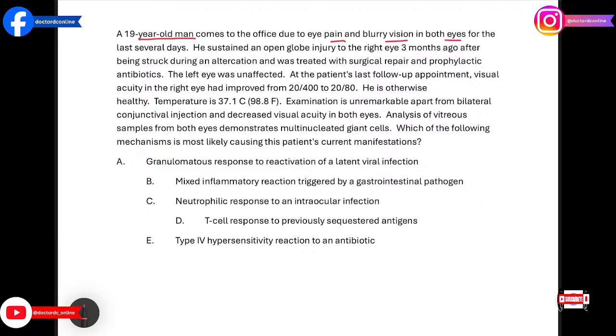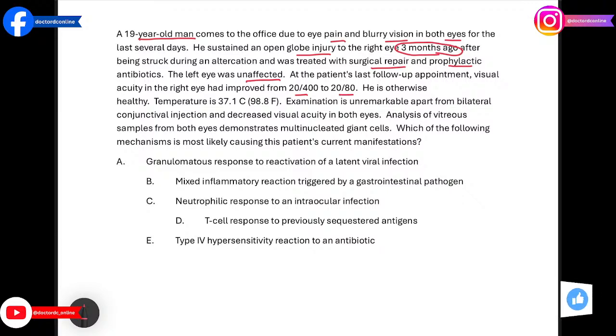He sustained an open globe injury to the right eye 3 months ago after being struck during an altercation and was treated with surgical repair and prophylactic antibiotics. The left eye was unaffected. At the patient's last follow-up appointment, the visual acuity in the right eye had improved from 20/200 to 20/80.